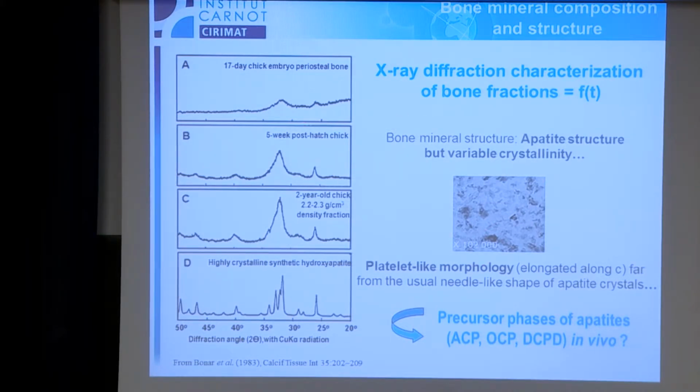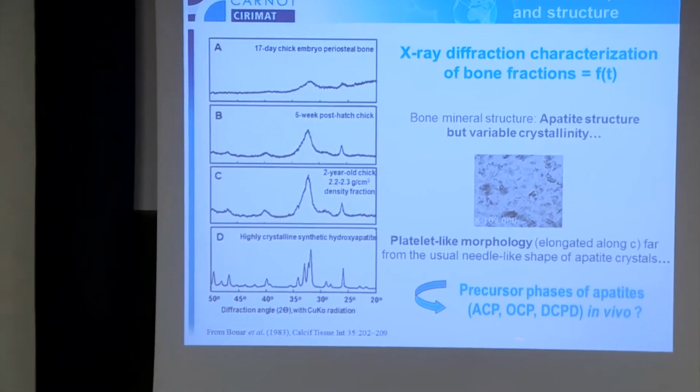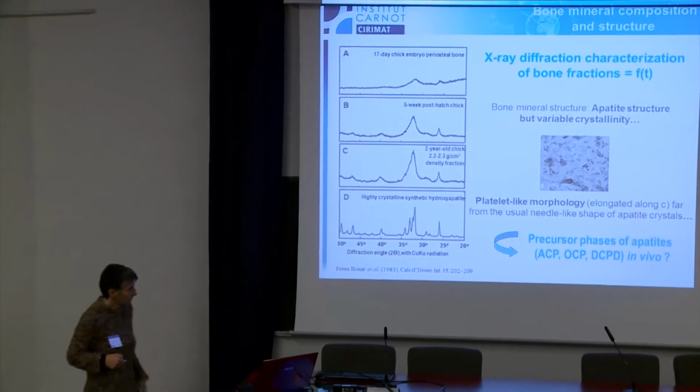Also, if we observe the morphology of the crystals, which have a platelet-like morphology, elongated along the C-axis of the structure, it is far from the needle-like shape we usually see for apatite crystals. So this observation also raised the question: is there a possible precursor phase of biological apatites? Among the possible precursor phases, there are amorphous calcium phosphate, octacalcium phosphate, and dicalcium phosphate dihydrate.